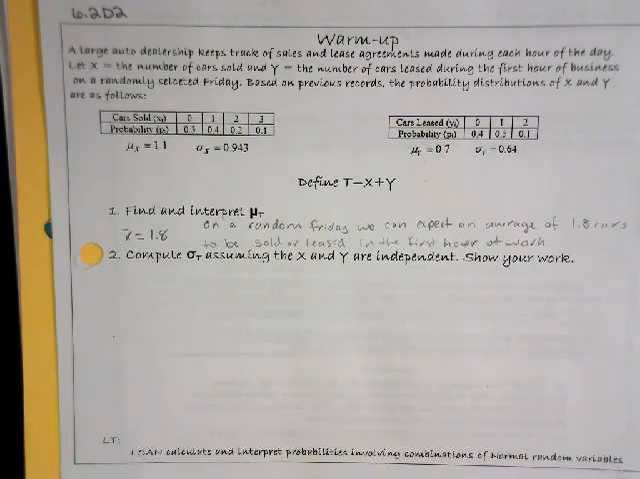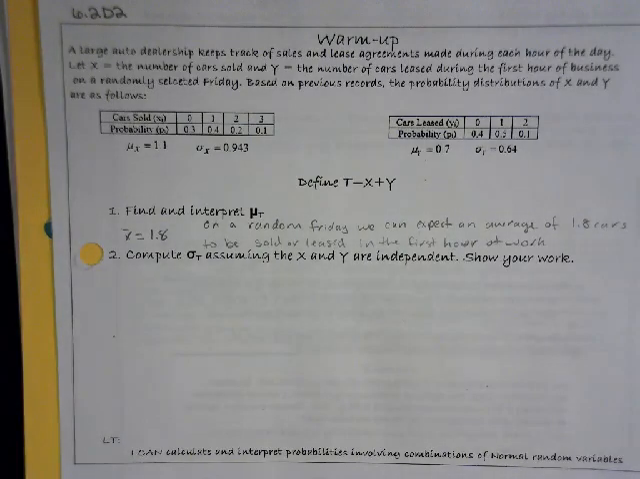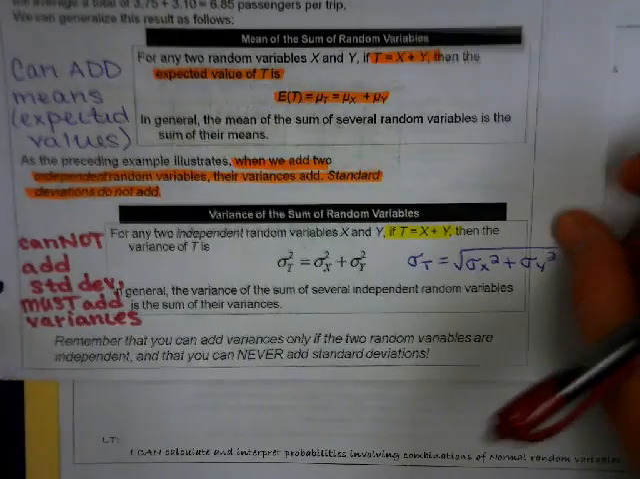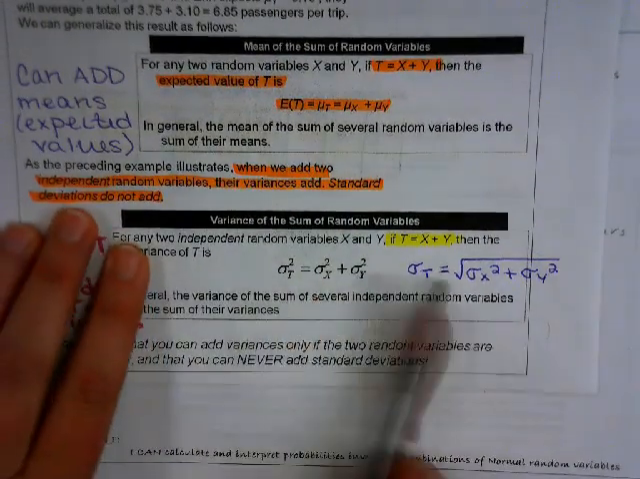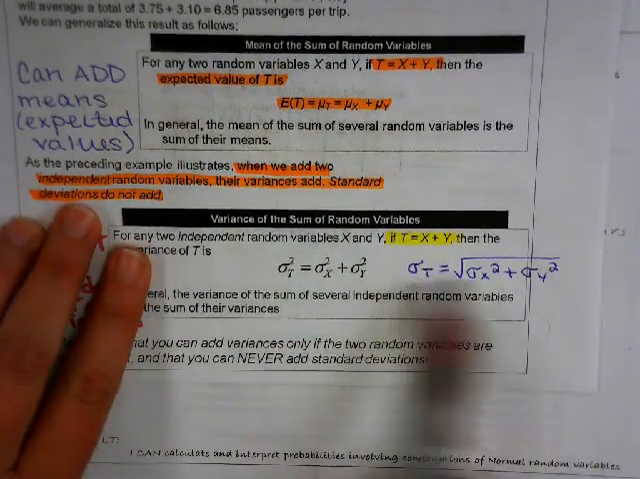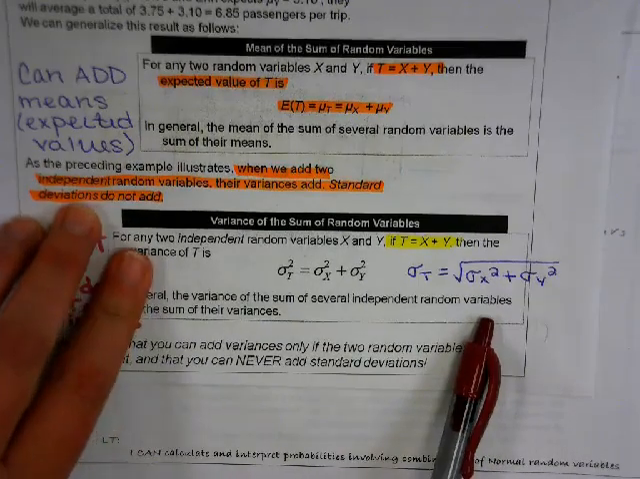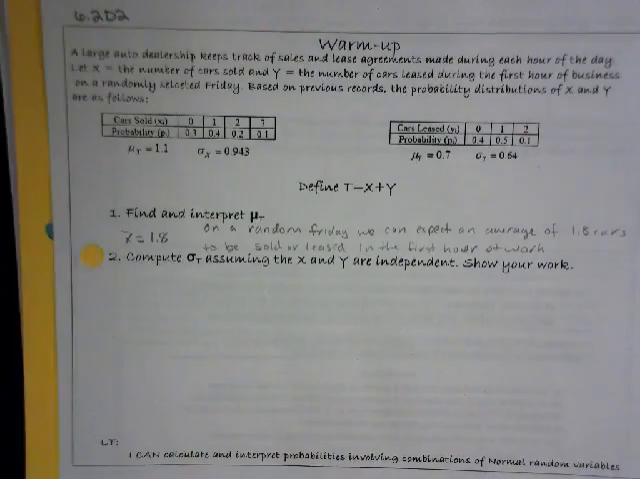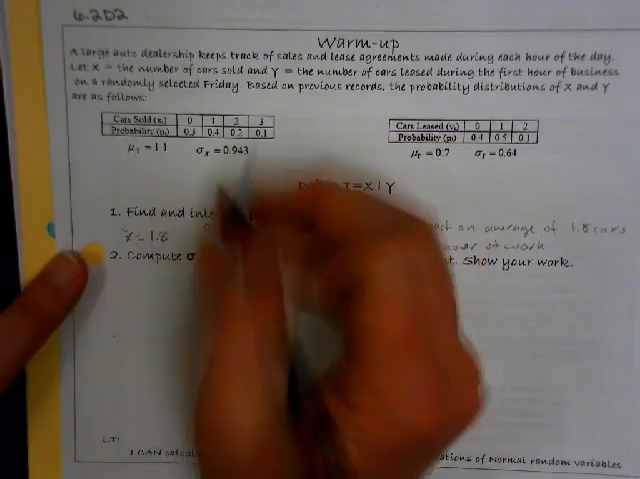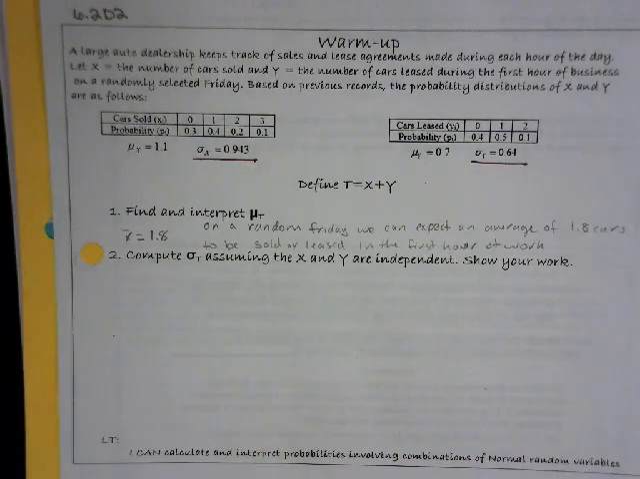Remember we talked about how we can't just add standard deviations? That if we want to find the standard deviation of t, we have to add the variances and then square root. So that's what you need to do on number 2. Now the thing is, you weren't given the variances, so how do I change those into variances?